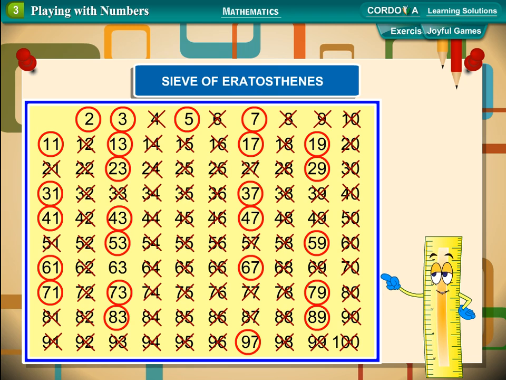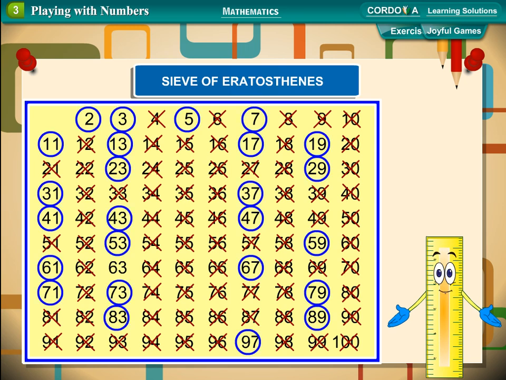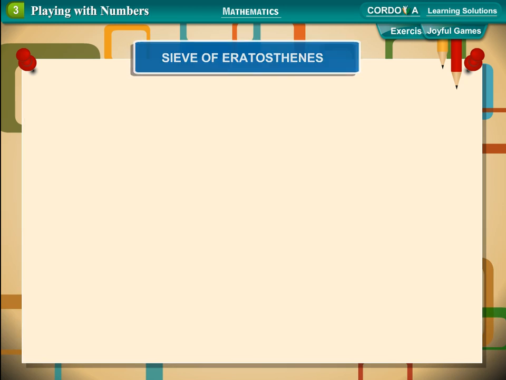Perhaps Eratosthenes made holes in the paper instead of crossing out the numbers. The paper must have looked like a sieve, hence the name.